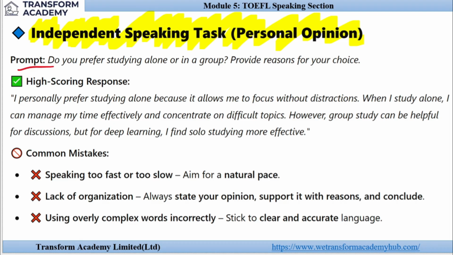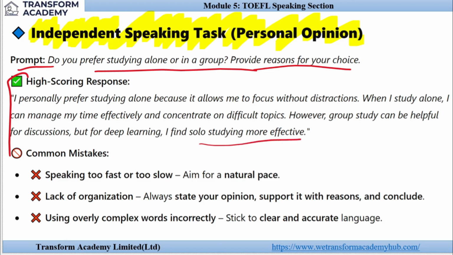So the prompt is: do you prefer studying alone or in a group? Provide reasons for your choice. So this is the sample response, the high scoring response. I personally prefer studying alone because it allows me to focus without distractions. When I study alone, I can manage my time effectively and concentrate on difficult topics. However, group study can be helpful for discussions, but for deep learning, I find solo studying more effective.